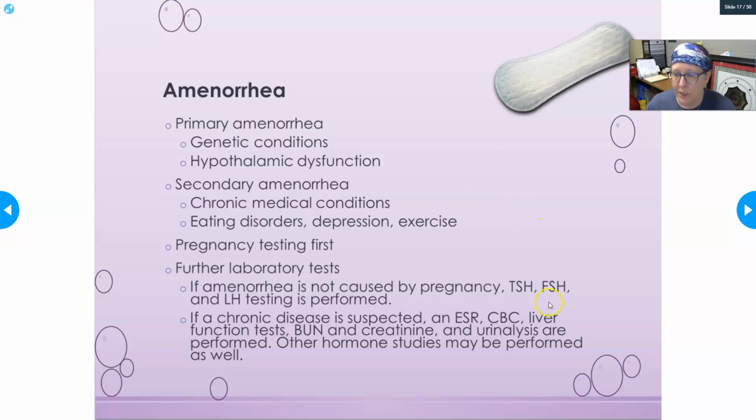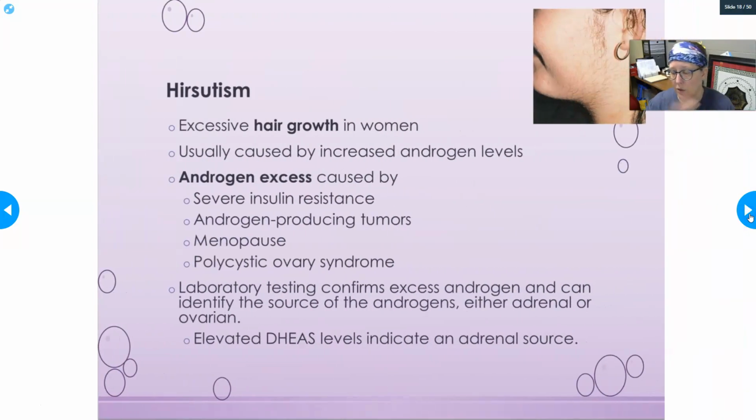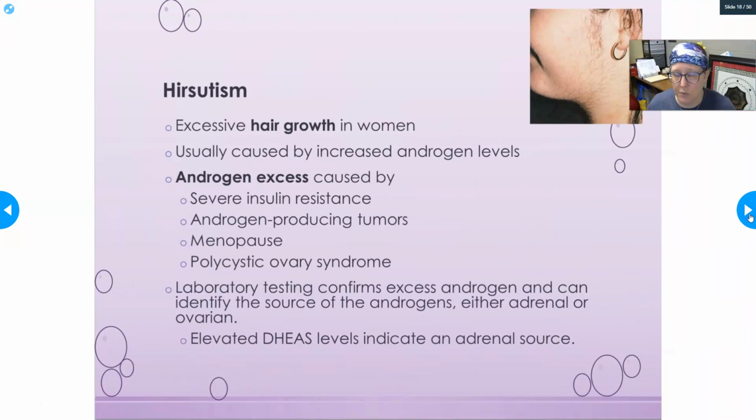So again, evaluate TSH, FSH, and LH. And if a chronic disease is suspected, then maybe a SED-rate, CBC, liver function test, sputum and creatinine, urinalysis. So again, investigate the chronic condition first. Although other hormone studies can be performed as well, estrogen, progesterone, etc., depending on, again, you have to interpret all of those within the hormonal cycle.